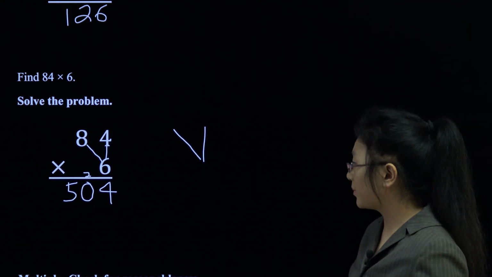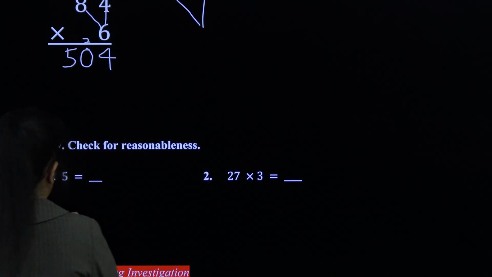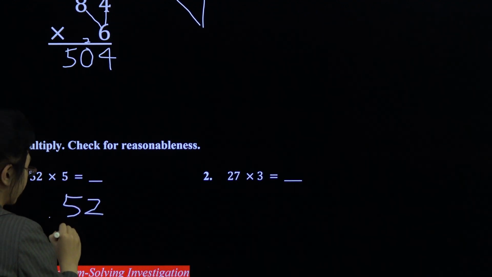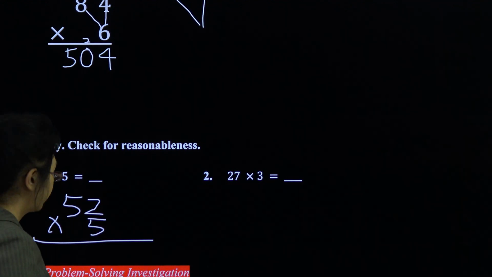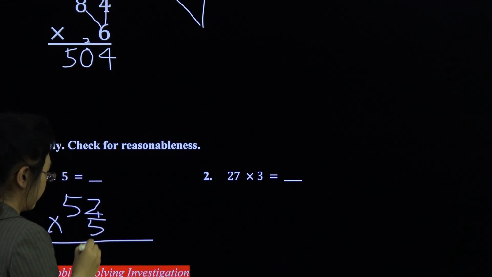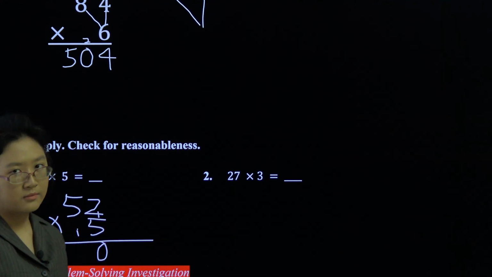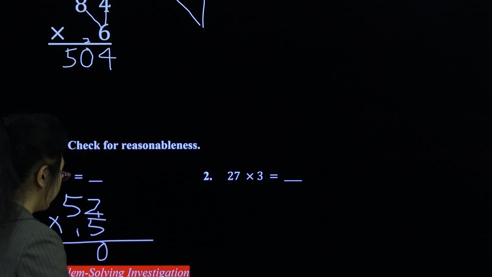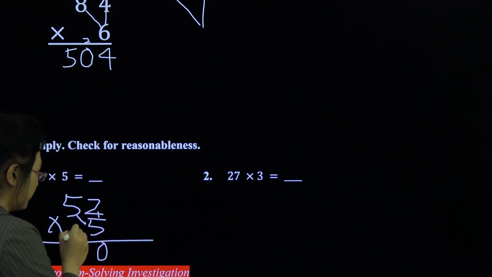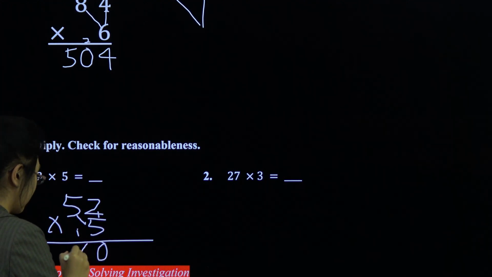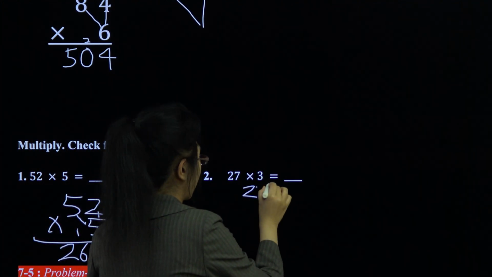Now, we're going to multiply and check for reasonableness. Because reasonableness is a word, it is a word. So, 5 times 2 is equal to 10, but you can't really just put the 1 down there. You have to regroup. And then 5 times 5, 25, plus the 1 that we regrouped, 26. So we get 260.